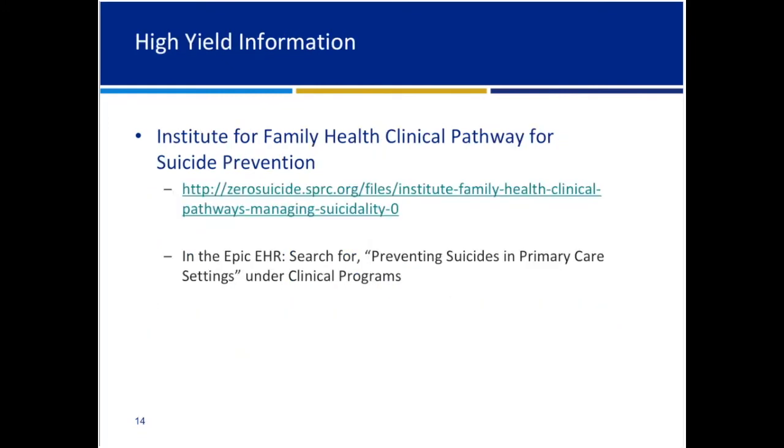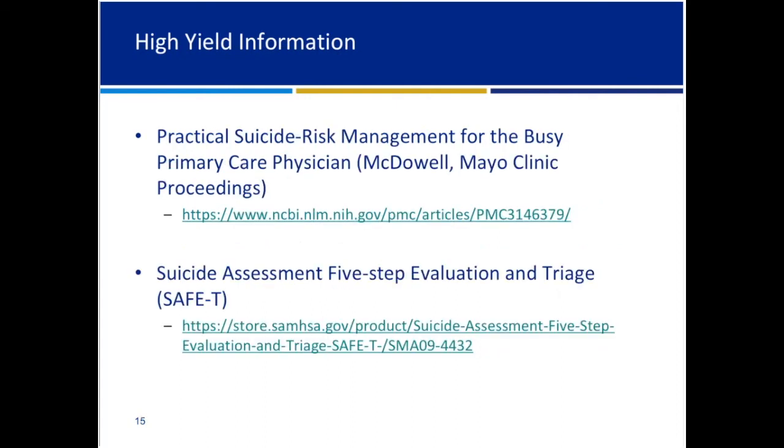All right, we're going to close with a review of some high-yield information in case you're interested in finding out more. This is the Institute for Family Health Clinical Pathway for Suicide Prevention that I mentioned earlier. It's located here at this link. But also, I wanted to mention that if the health system is using the EPIC electronic health record and you search for preventing suicides in primary care settings under their clinical programs, you can find even more extensive discussion of this clinical pathway.